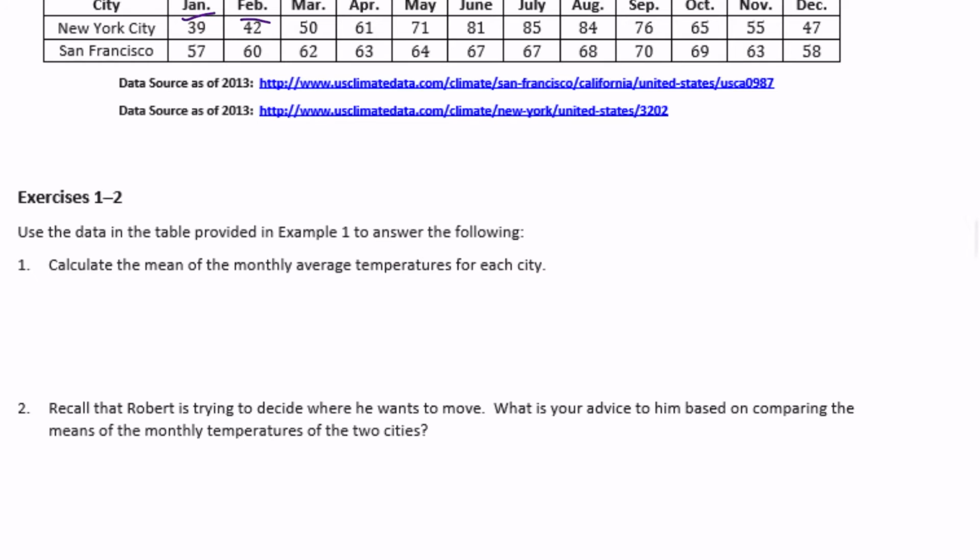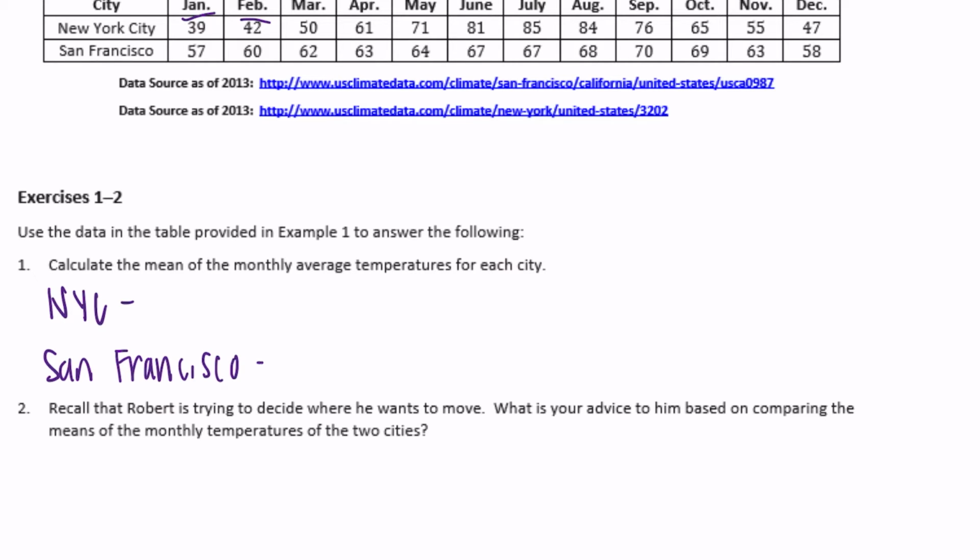So exercise 1 says, use the data in the table provided in example 1 to answer the following. So first we're going to calculate the mean of the monthly average temperatures for each city. So let's start with New York City. I'll say New York City, and then we have San Francisco.